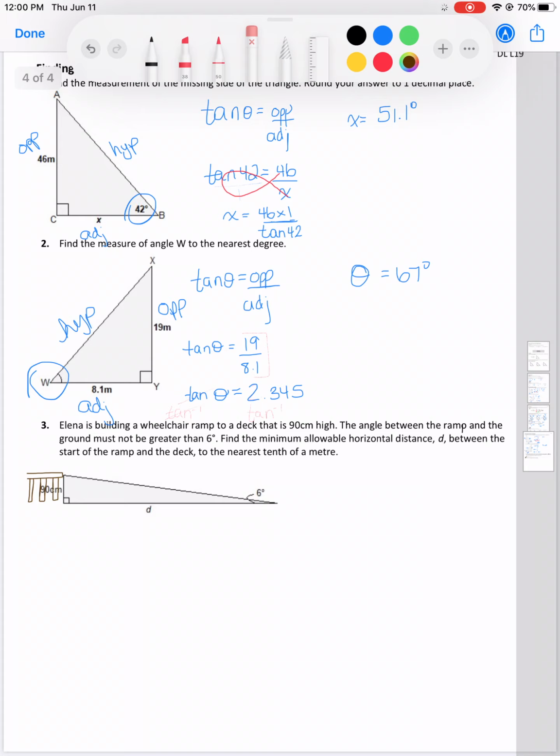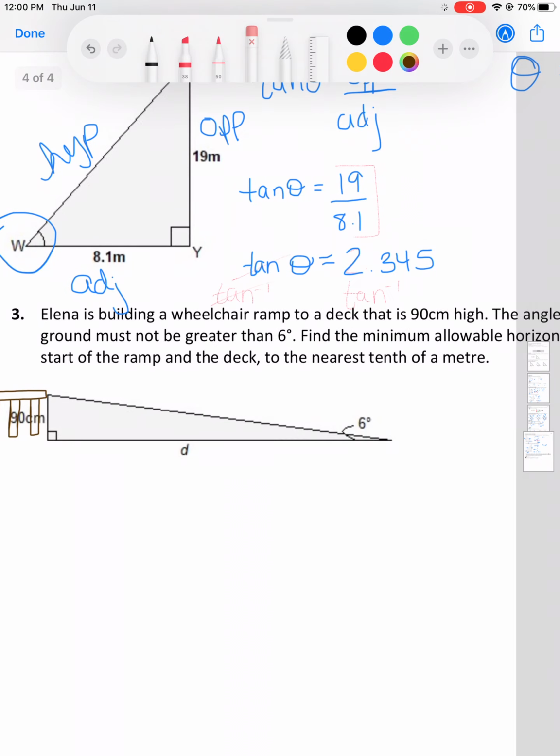Find the minimum allowable horizontal distance, D, between the start of the ramp and the deck to the nearest 1/10 of a meter. So again, we're doing a wheelchair. I'm not going to be able to draw this the best. There's the chair. So it needs to be 6 degrees, so then it can go up it. If it were any higher than 6 degrees, the angle would be too high, and if they have to stop, they would go backwards. It just wouldn't be safe.